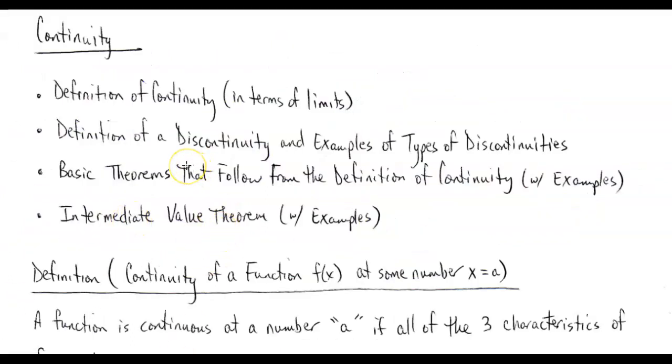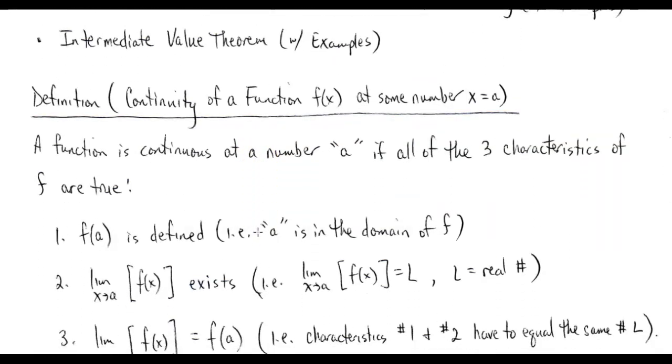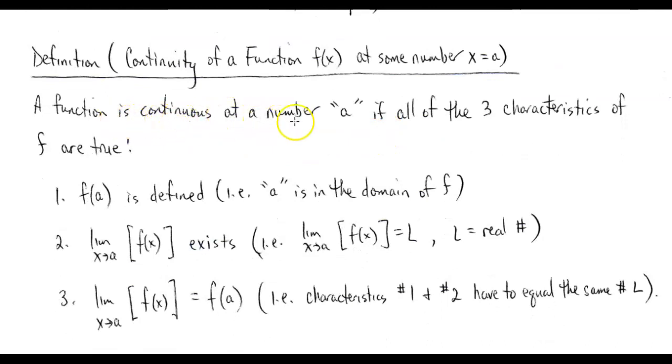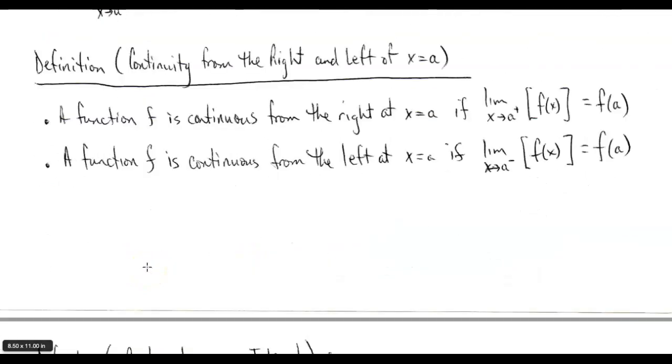All right, so when we first talk about continuity in a first year calculus course, we define continuity of a function at a single x value, or at a single point, sometimes it's called, this way. So we say that a function is continuous at a number a if all three of these characteristics are true about the function. First, the function has to be defined at x equals a. The limit has to exist at x equals a, meaning that the limit has to equal a real number, and that the number that I get from here and the number that I get from here both have to be the same, okay? And so from that, I went over what continuity from the right and continuity from the left was.